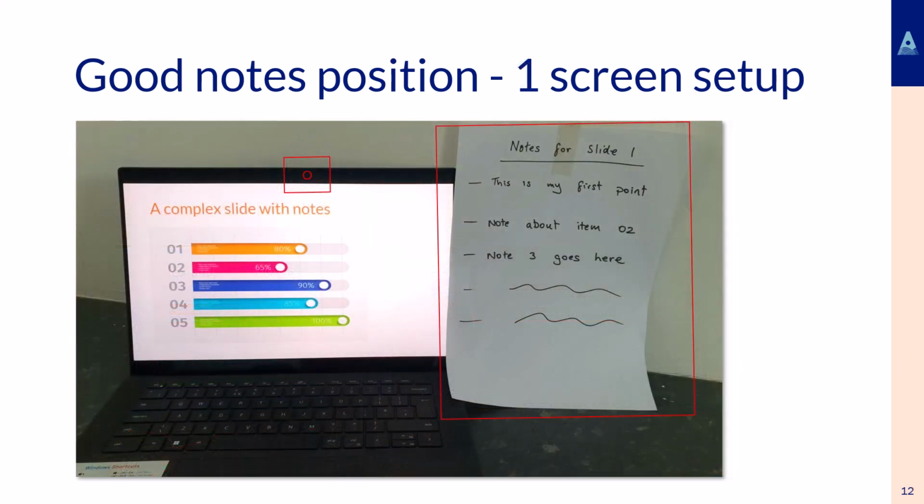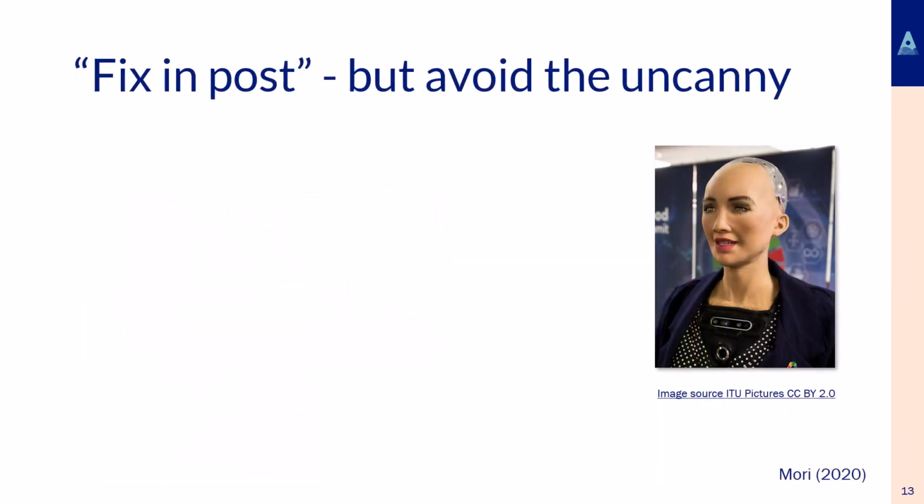Even a simple one-screen solution can work well. So paper notes taped off to the side gives the same effect. Tape your notes to the left or right depending on the eye gaze direction you need in your video. But if we don't get it right during recording, the next best option is to fix it in post-production.